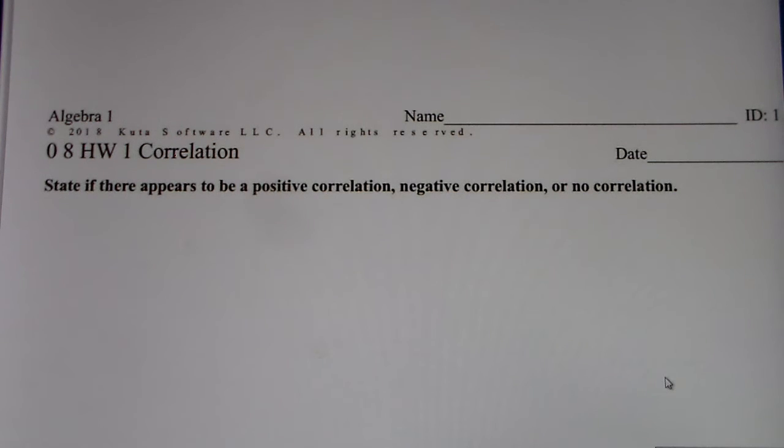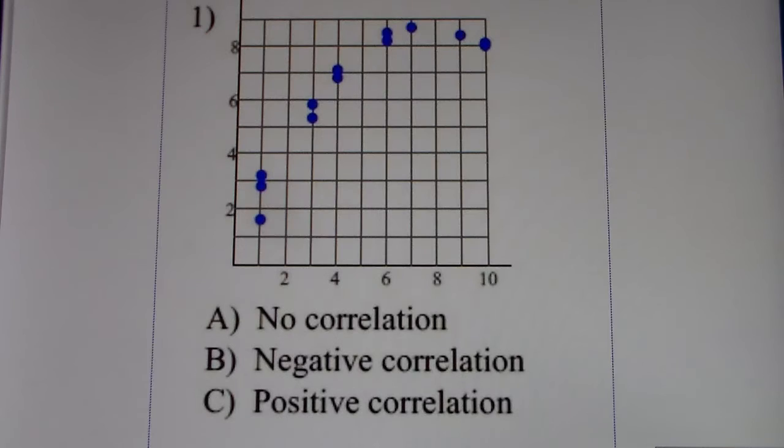Alright, ladies and gentlemen, for this lesson is O8HW1, correlation. Your goal is to state if there appears to be a positive correlation, a negative correlation, or no correlation at all.